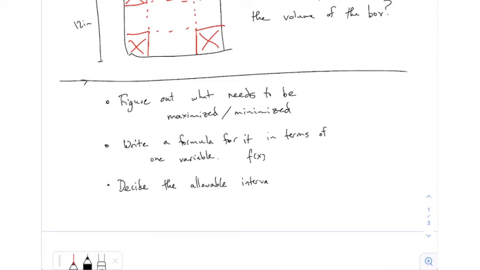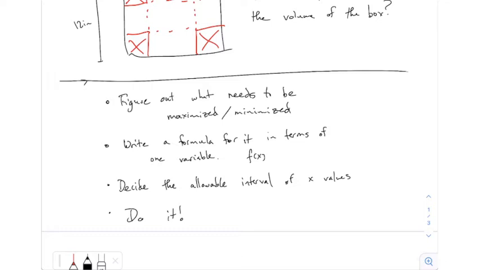Remember, in these problems there always has to be a closed interval, which usually they're not just going to tell you explicitly. You have to read the words and figure out what the interval should be. Anyway, decide the allowable interval of x values. And then the last step, do it. By that point, you have the equation f of x and you also have the interval, so you just find the absolute maximum or the minimum. This is my very informal four-step process.